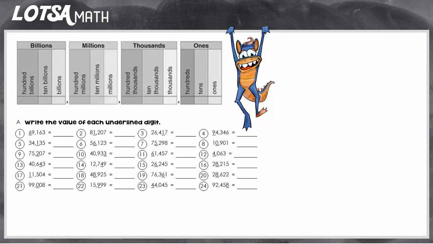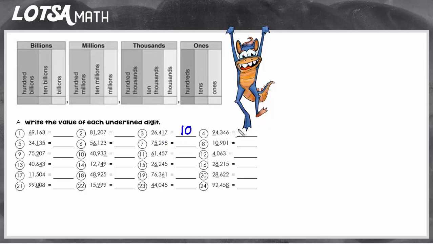So let's look at some examples. Let's look at number 3. We're going to write the value of this underlined digit of 1. This digit isn't actually worth 1, it's worth more than that because it's in the tens place. So if we have 110, the value is going to be 10.